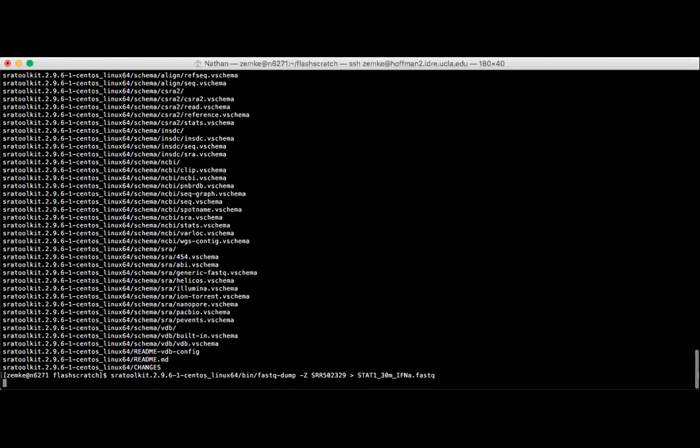Each FASTQ file should take 5 to 10 minutes to generate. So this is a good time to stretch your legs, go to the bathroom, whatever you need to do.